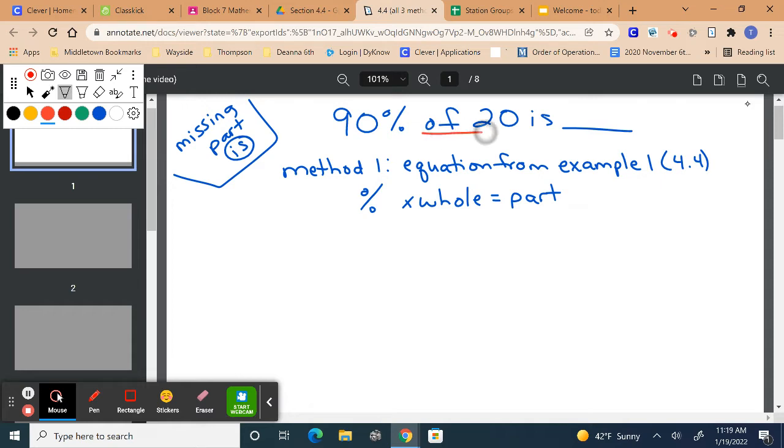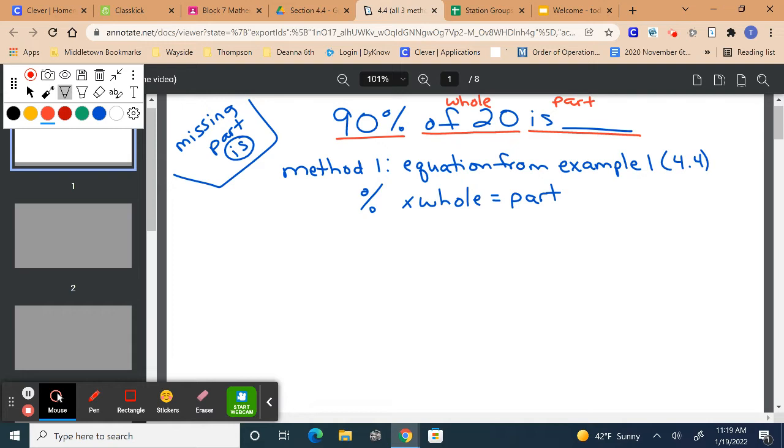So here's your of, and here is your is. All right, so your of is your whole, and your is your part. And obviously this is your percent. All right, so we're going to work with the first method first, which was the equation from example 1 on section 4.4. And the equation was percent times whole equals part.